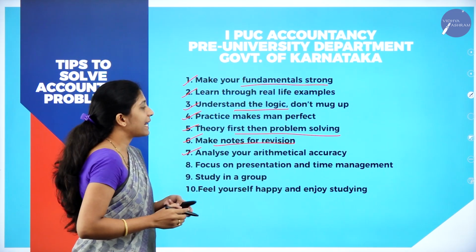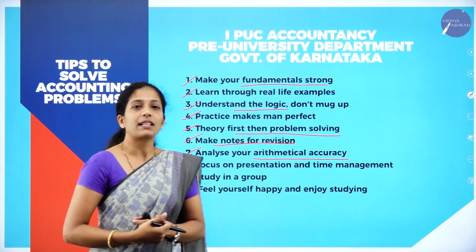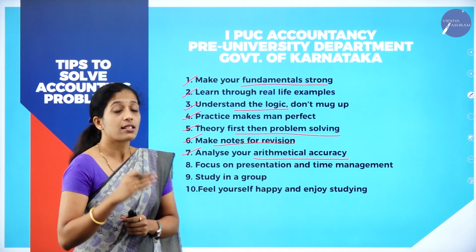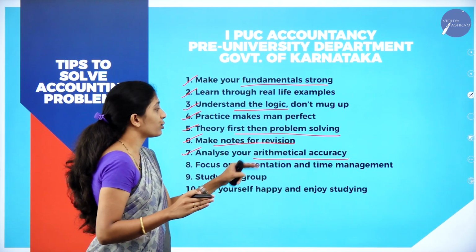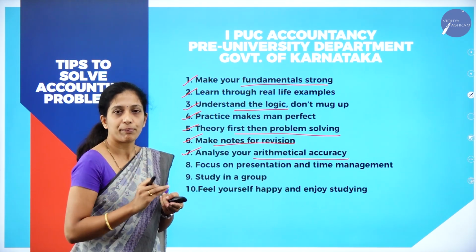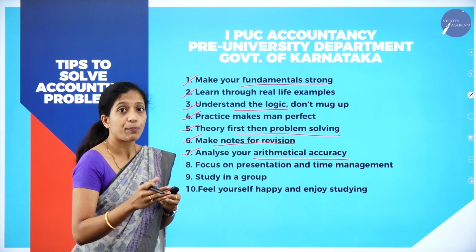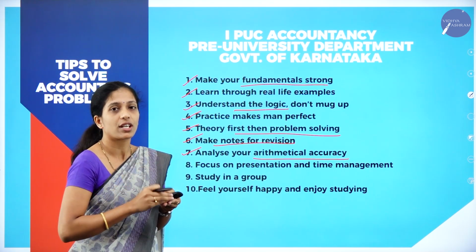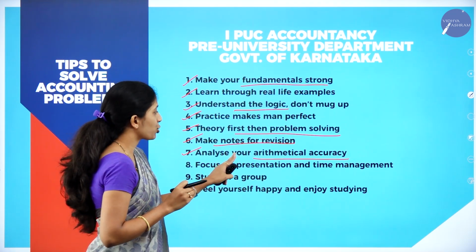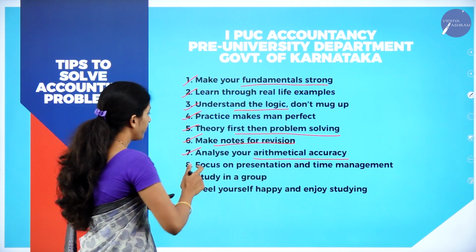And the next one is analyze your arithmetical accuracy. While solving the problem, you can use calculators. But make sure that you go through this arithmetical accuracy. You will count each and every number properly, each and every counting, each and every posting from journal to ledger or ledger to journal. This has to be done. So arithmetical accuracy has to be maintained.